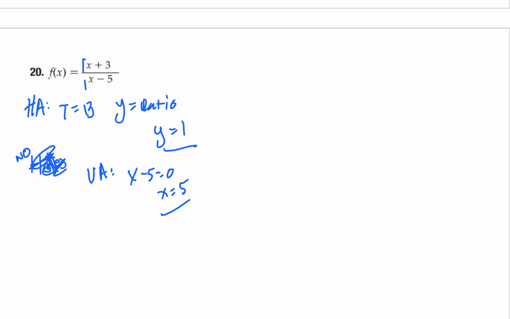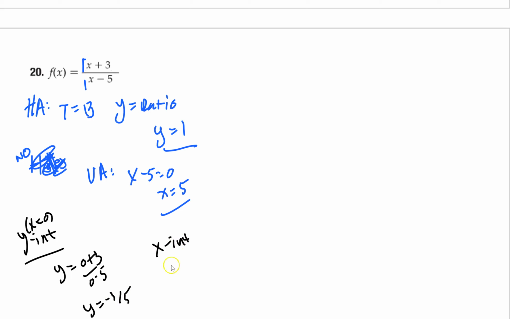Again, for my sake, I might ask you to find the y and x intercepts. It's also a good thing to know how to do in general, because it's going to happen a lot. For the y-intercept, set x equal to 0. So y equals 0 plus 3 over 0 minus 5. Y equals negative 3/5.